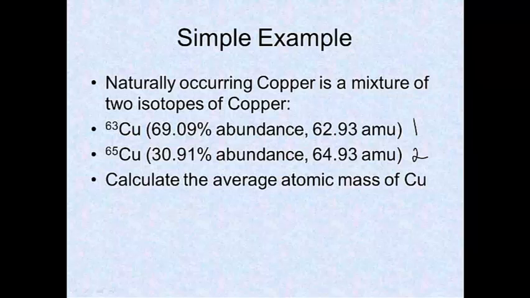And this is real simple. And again, isotopes can be written one of two ways. Right? So you got 63. You got two ways to write it.